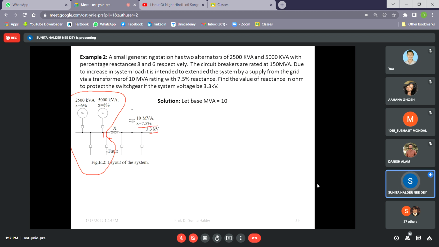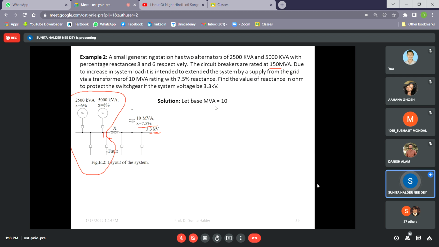The bus voltage is given as 3.3 kV. Now the circuit breaker is selected as 150 MVA. Obviously, based on the fault MVA, it has been selected. Now it is to find out whether the existing circuit breaker will be sufficient along with the incoming grid in the absence of reactance, or what will be the value of reactance if we want to use the existing circuit breaker, right? You must interrupt me if you do not understand.